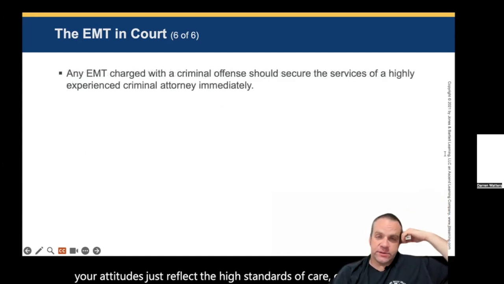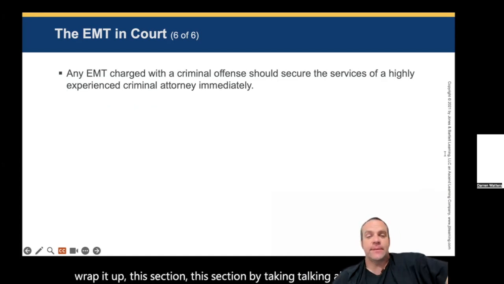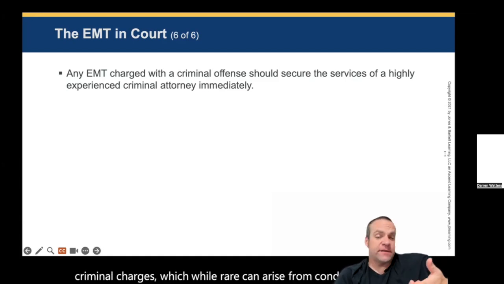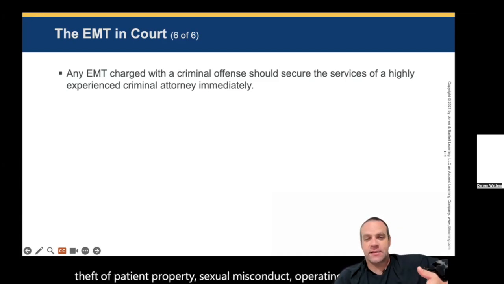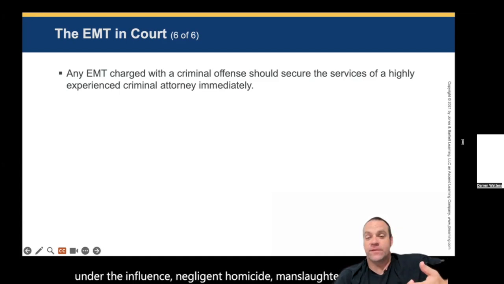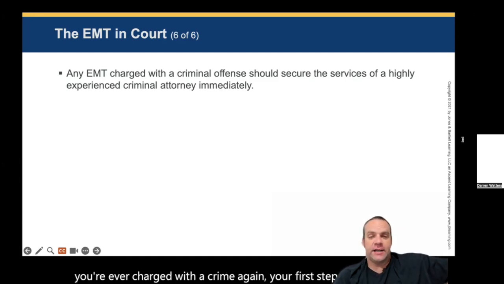Okay. To wrap up this section, let's talk about criminal charges, which, while rare, can arise from conduct in EMS. Some examples of criminal allegations against EMTs include theft of patient property, sexual misconduct, operating an ambulance under the influence, negligent homicide, manslaughter, following improper patient care or motor vehicle collisions. If you're ever charged with a crime, again, your first step must be to secure an experienced criminal attorney. Don't just rely on your agency's legal team.